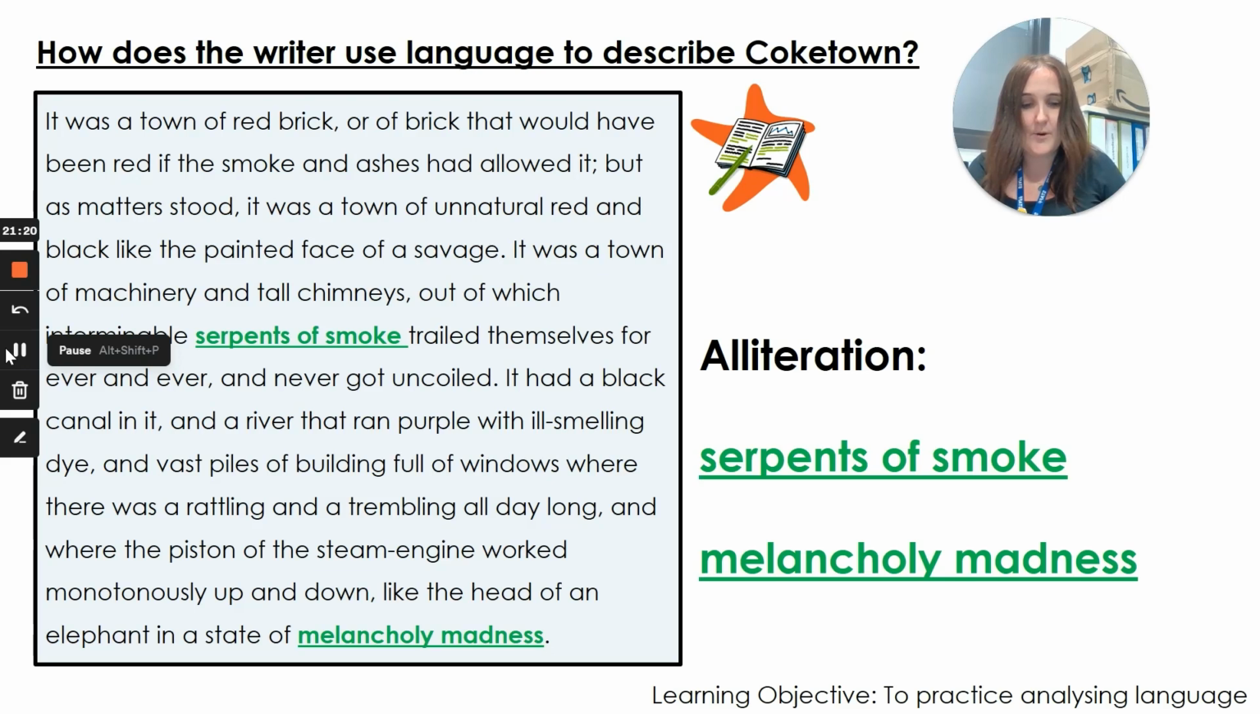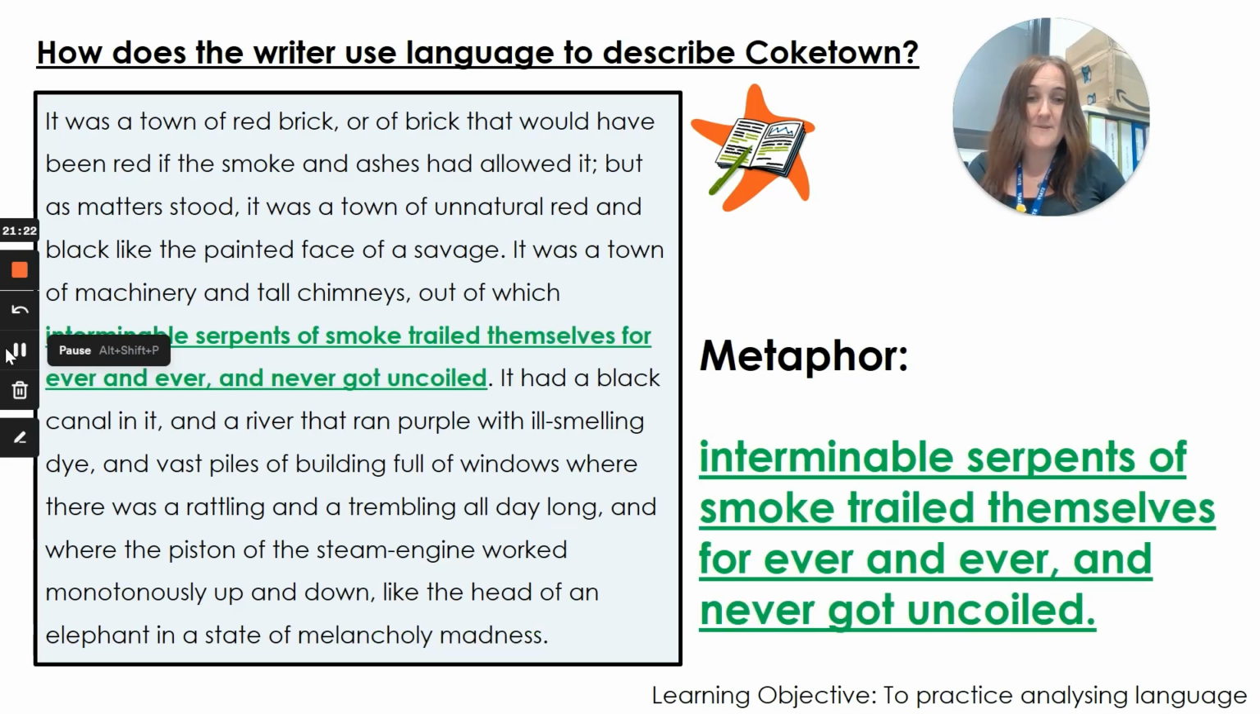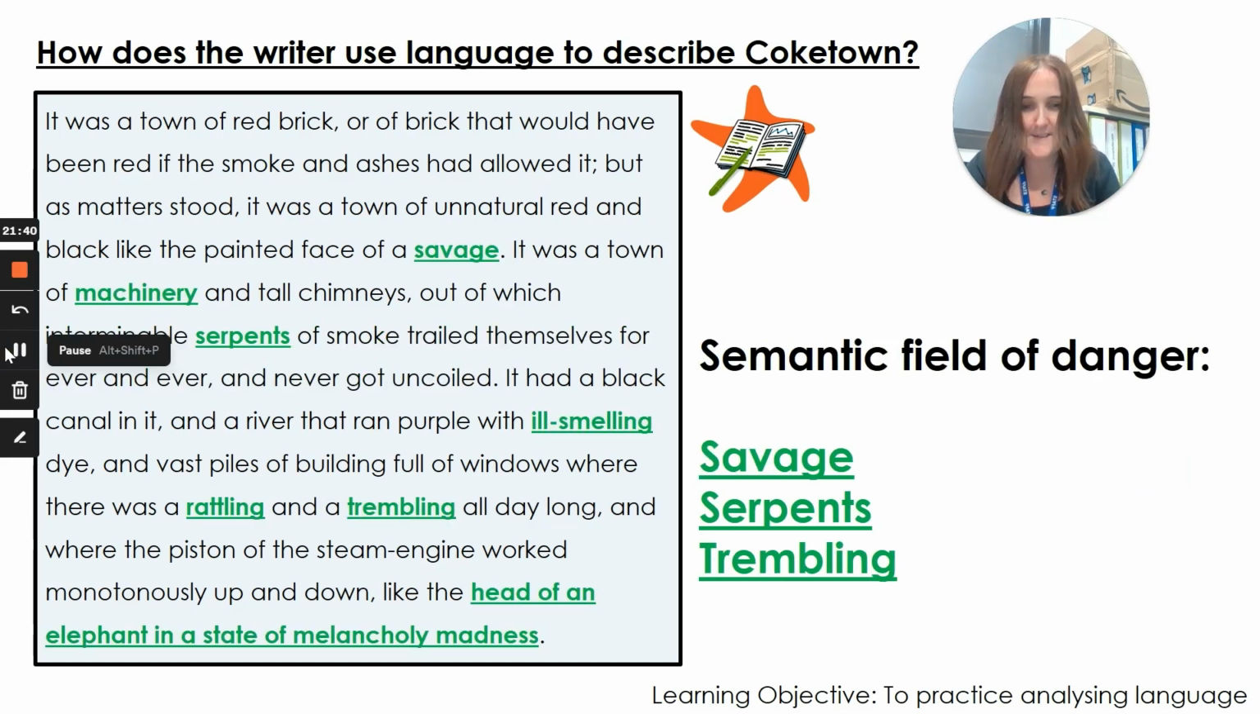The next one I asked you to find was a metaphor. Again, it's this one: interminable serpents of smoke trailed themselves forever and ever and never got uncoiled. The smoke isn't actually serpents, so that in itself is a metaphor. And for the semantic field of danger, I've put in green all of the different words I think you could have used, but my 3 favourite ones would be savage, because of that link with violence, serpents, because a snake is very dangerous, and trembling, because it has connotations of pain.